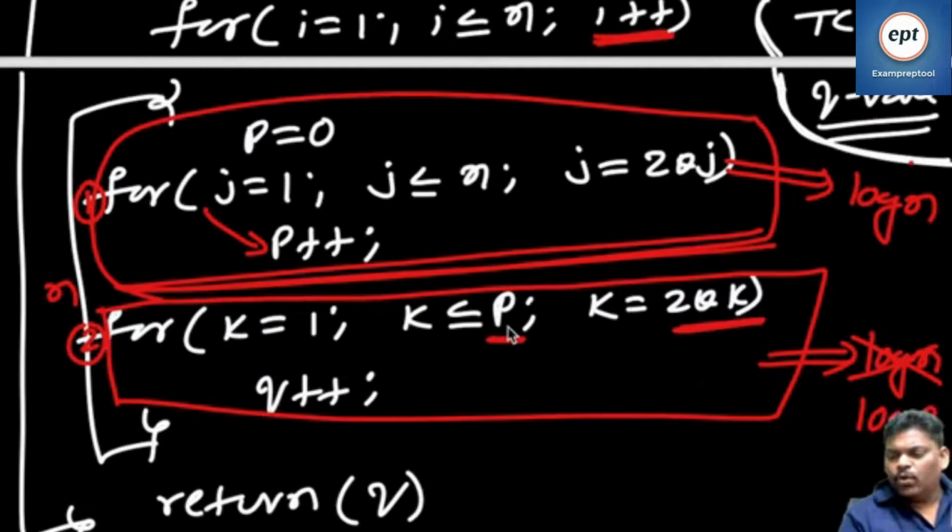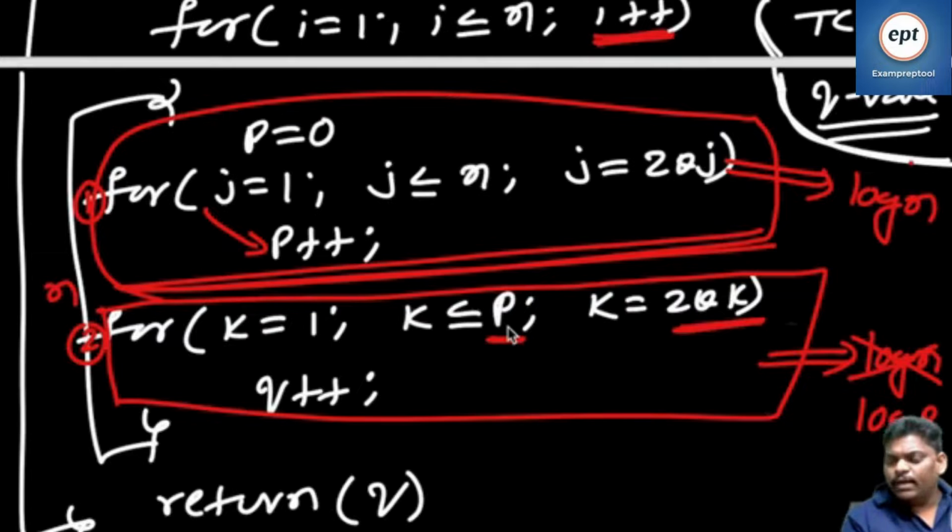So the outer loop is n times. Inside there are 2 loops. The first loop is log n. The second loop is log p. If anyone says the second loop is log n, it is not log n, it is log p.